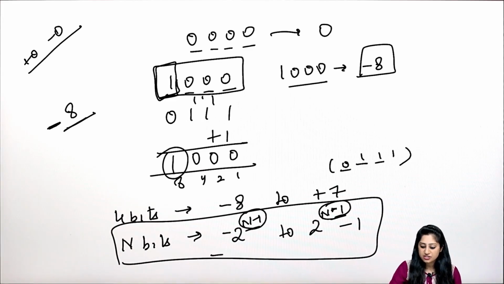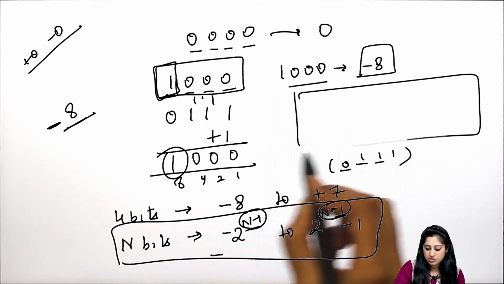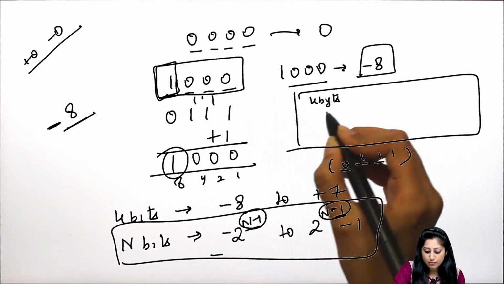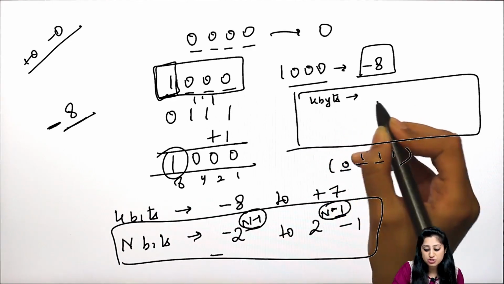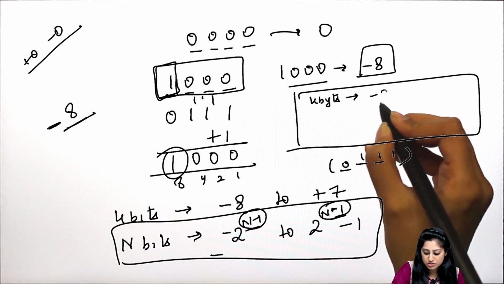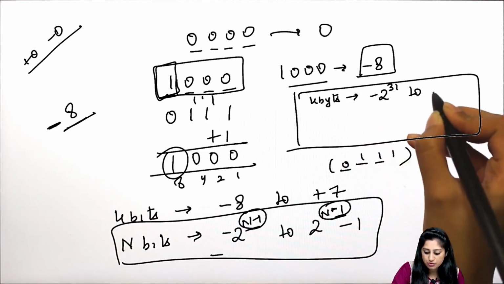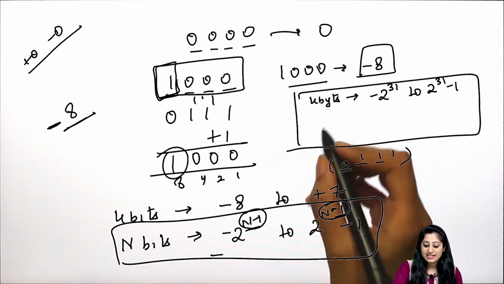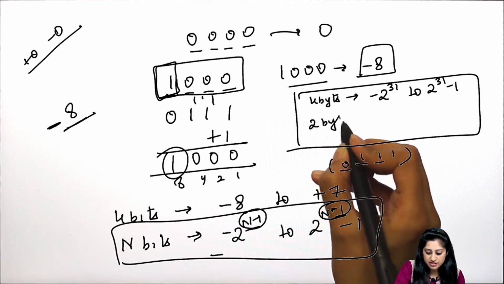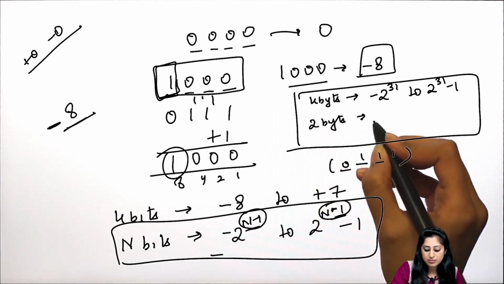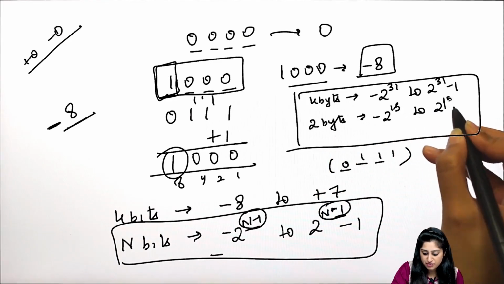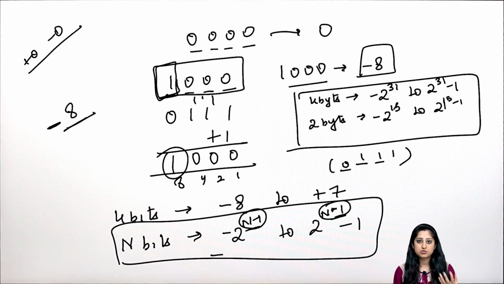So in case of integers, you have 4 bytes. And 4 bytes means 32 bits, so the range of numbers is going to be minus 2 to the power of 31 to 2 to the power of 31 minus 1. Right? In case of short, you have 2 bytes. So what will this range be? This range will be minus 2 to the power of 15 to 2 to the power of 15 minus 1, because it's 2 bytes, that means 16 bits. So this is how it is going to be.